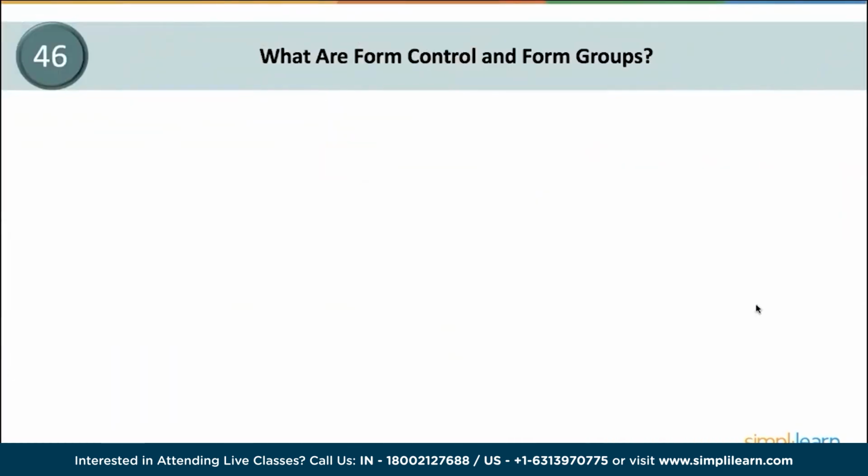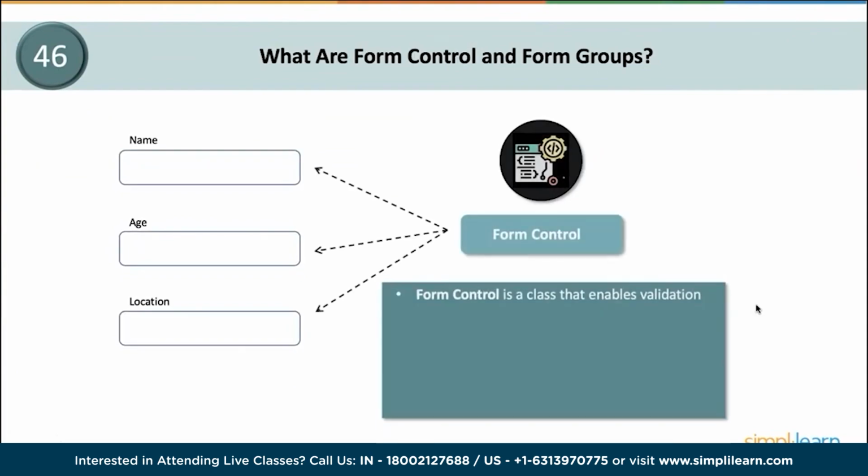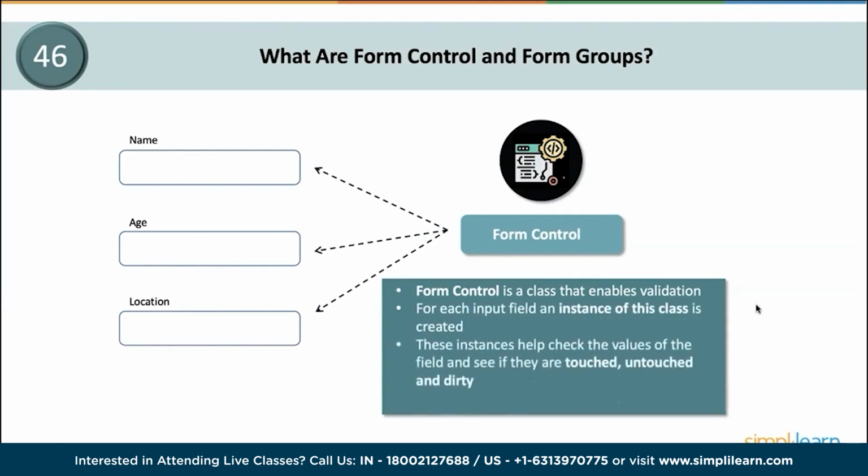What are form controls and form groups? Form controls and form groups are two predefined objects that come with Angular. All the text boxes where you take input, radio buttons, drop downs, and check boxes are called form controls. FormControl is a class that enables validation for every single input you create. It checks whether values are touched, untouched, or dirty.